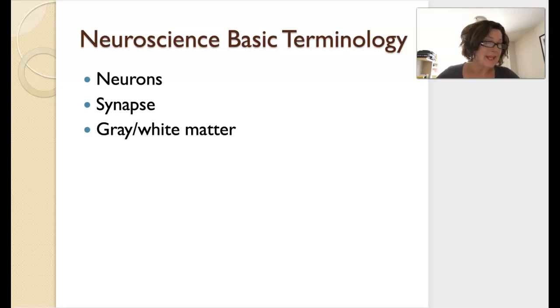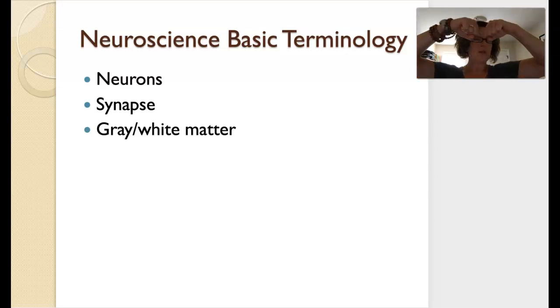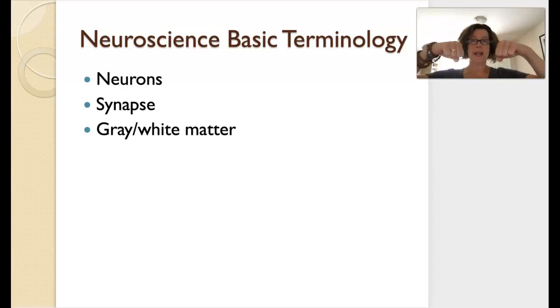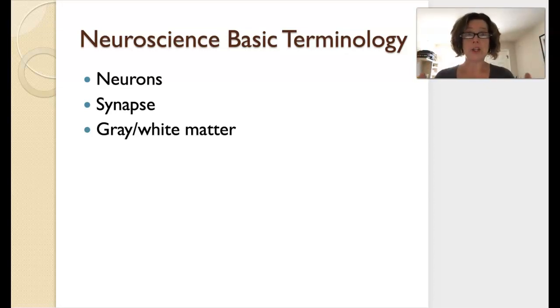The synapse is the site where two neurons meet. For neurons to communicate, there must be a synapse, and the nerve impulse must cross that synapse. So the neurons come together, and then they form a connection there. This is crucial because that's how all information is shared.